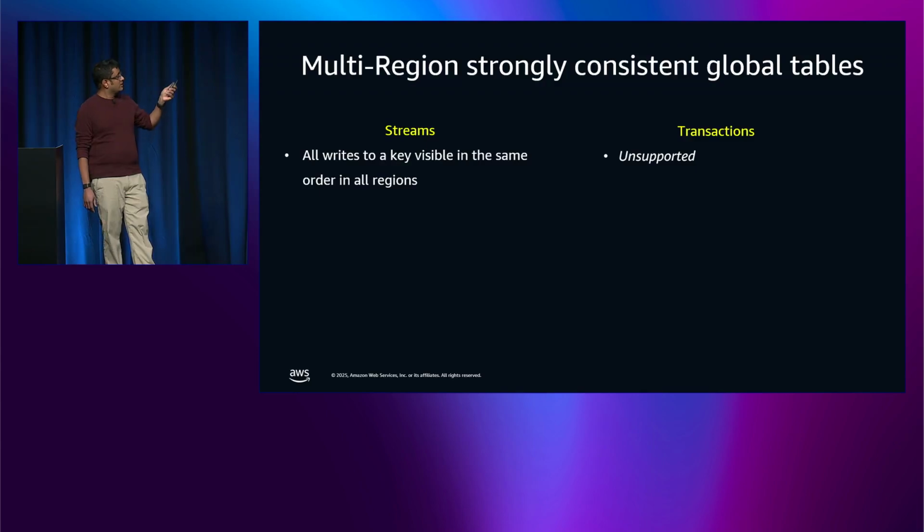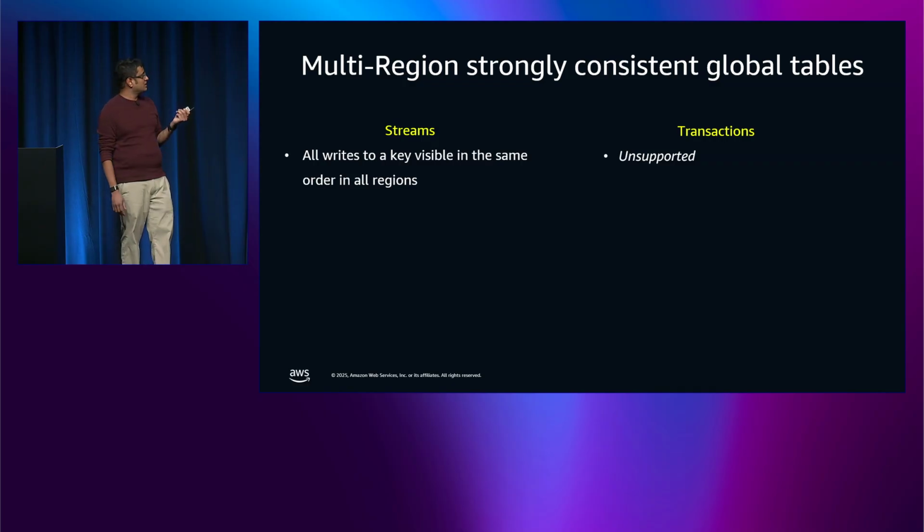Now, Amrit was talking about streams and transactions. All writes to a key are visible in the same order in all regions for MRSC global tables. For a given key, it is visible in the same order. That doesn't change with streams. MRSC global tables don't support transactions and time to live still. So these are two key things to keep in mind when you're using MRSC global tables for any of your workload.